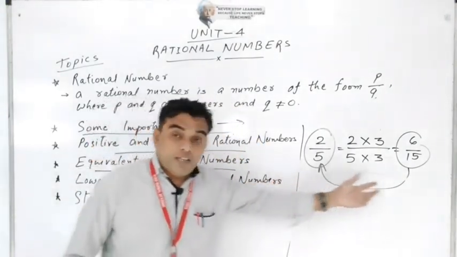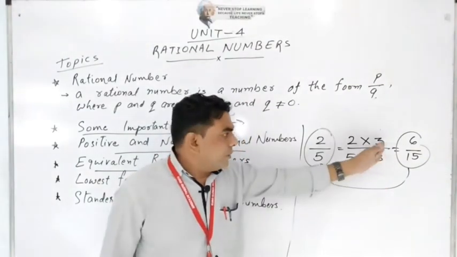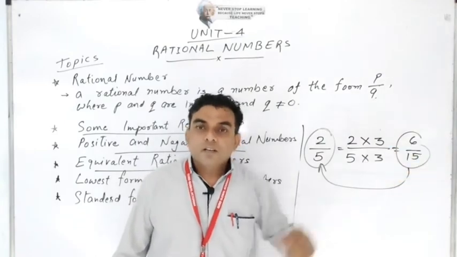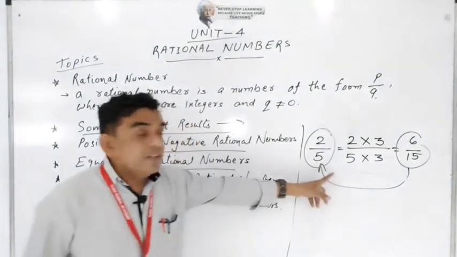So that's why you will have to say 2/5, whenever you multiply by 3. It is not necessary to multiply by 3. You can multiply by 4, 5, 6, 7, 8. You will get the equivalent fraction, the equivalent rational number related to this.